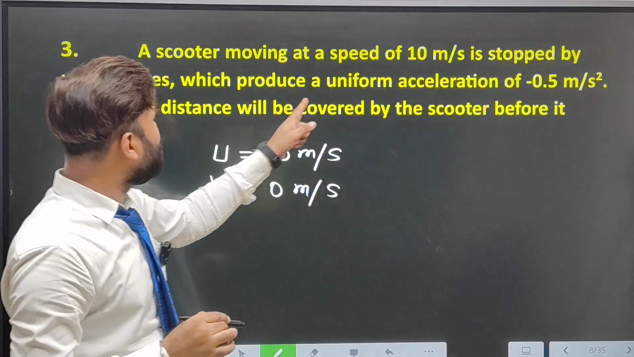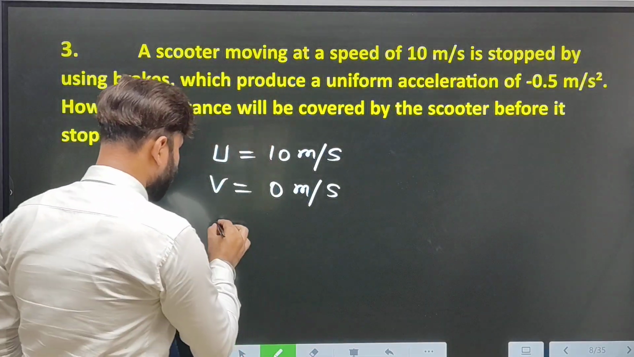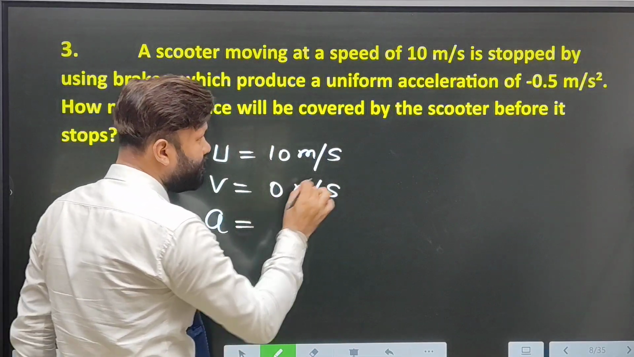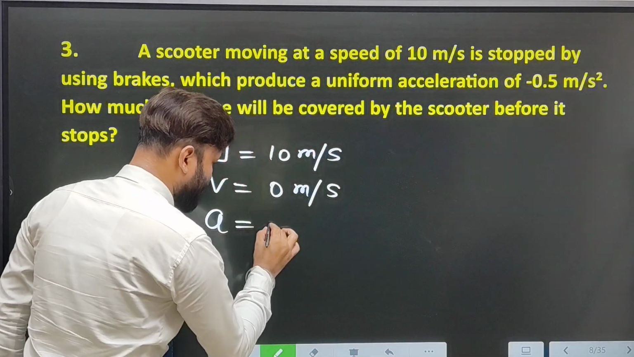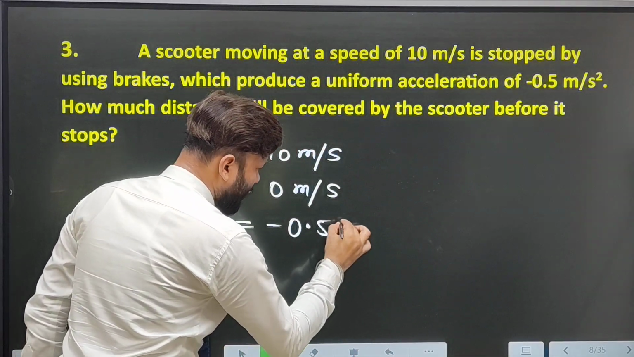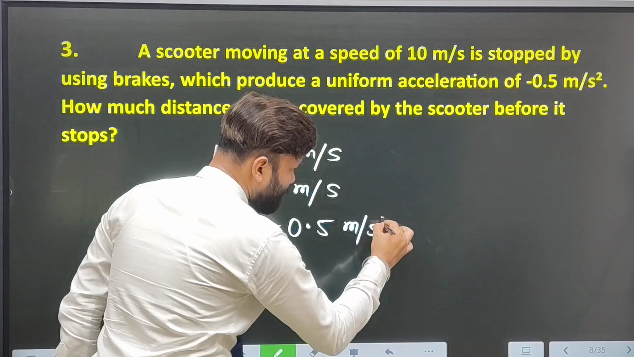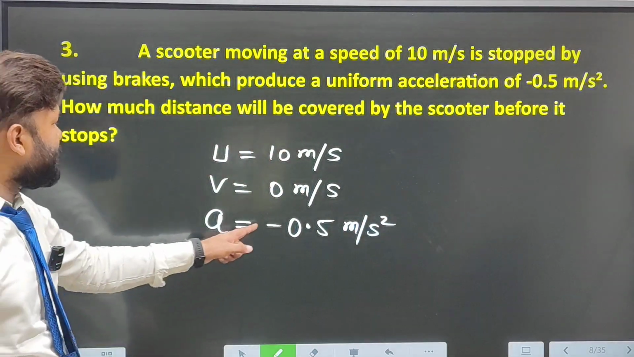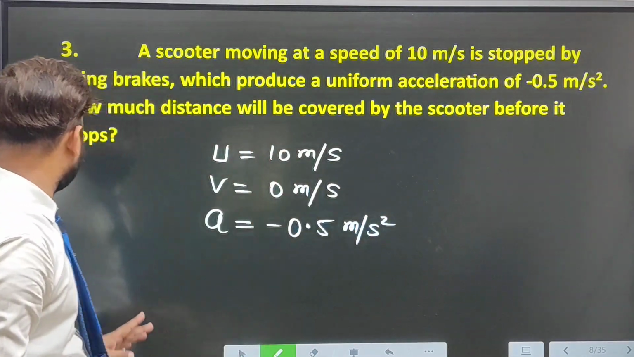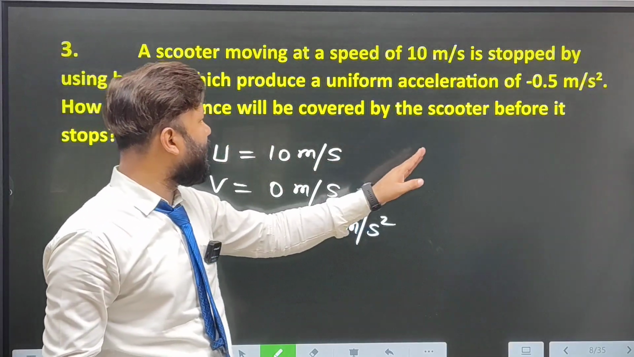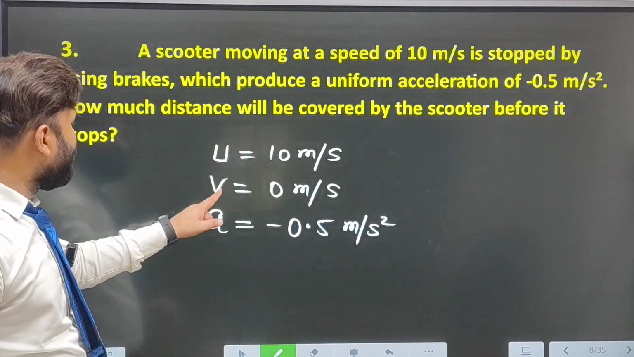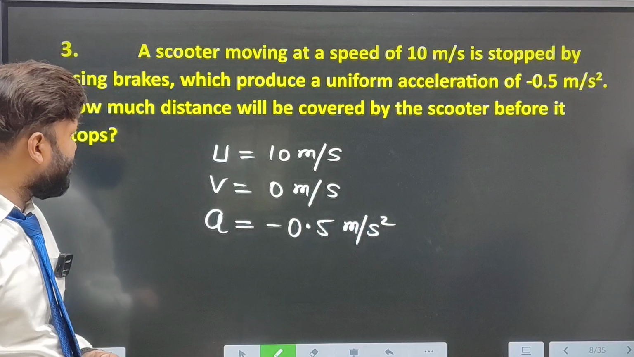Now, it produces a uniform acceleration of how much? Minus 0.5 meter per second square. So acceleration is given as minus 0.5 meter per second square. How much distance will be covered by the scooter before it stops? u is given, v is given, a is also given.